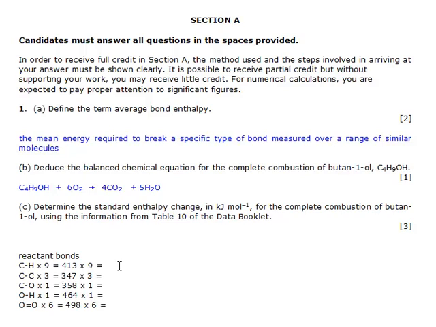413 times 9 equals 3717. 347 times 3 equals 1041, and then 358 and 464, and the last one, 498 times 6 equals 2988. What do we do now? Well, we just have to add them all up together to give a total.